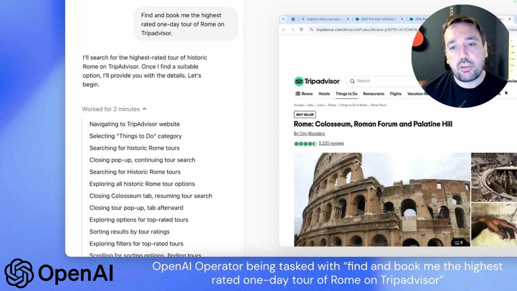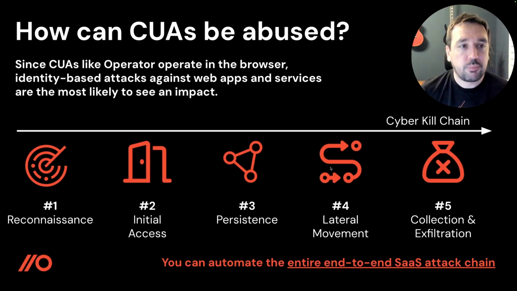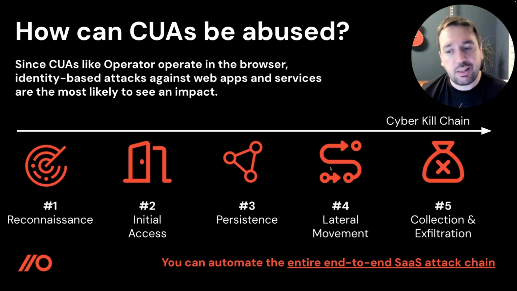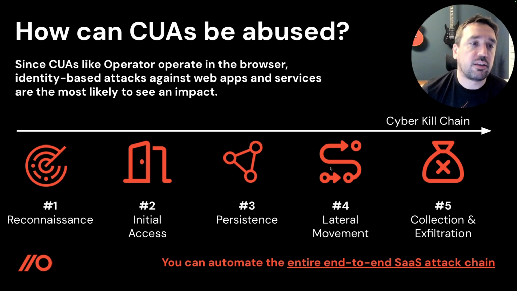So let's think about how that generic feature can factor into the cyber kill chain. So effectively, how can they be abused? We're going to look across some of the key phases like recon, initial access, persistence, lateral movement, collection, exfiltration. We're going to see how you can, to some extent, automate the entire end-to-end kill chain using computer using agents, something that was just not possible at all with LLMs on their own. But with Operator, this changes. So anything based in the browser, you can automate so much, which really heavily enables identity-based attacks in a more automatable way.